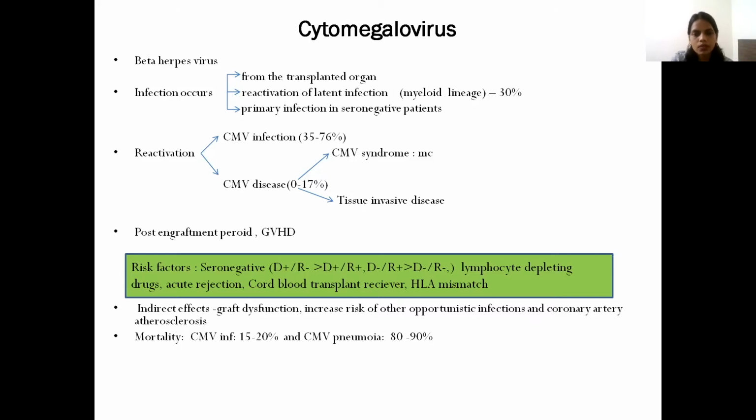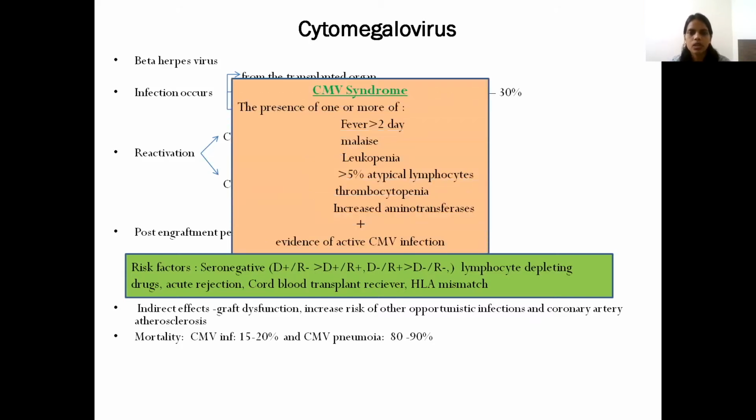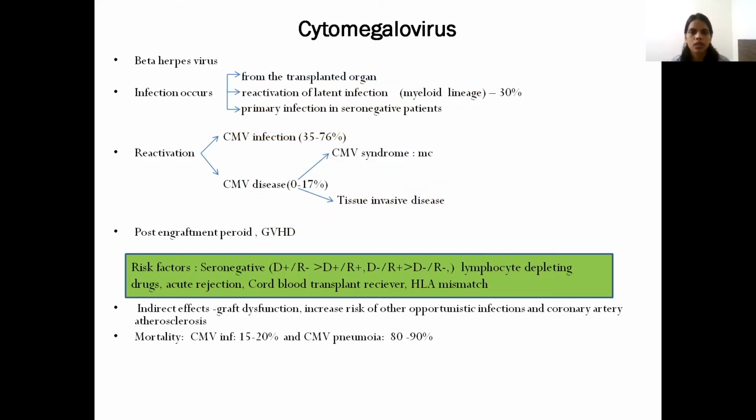So what is CMV syndrome? CMV syndrome is when one or more of the following symptoms are present: fever for more than 2 days, malaise, leukopenia, thrombocytopenia, atypical lymphocytes, and increased aminotransferase level. Along with that, when there is evidence of active CMV infection, this is known as CMV syndrome. CMV infection is common in the post-engraftment period and at the time of graft versus host disease.